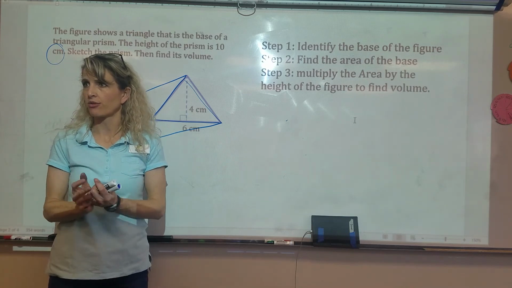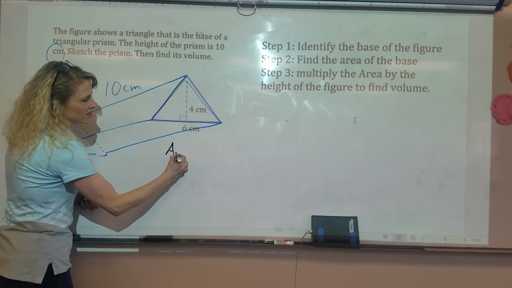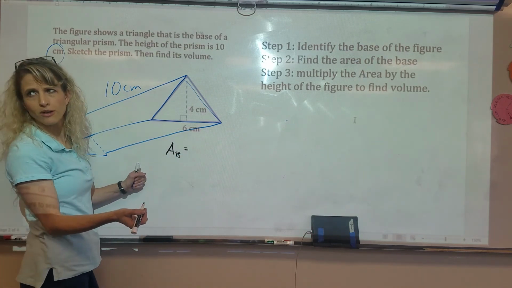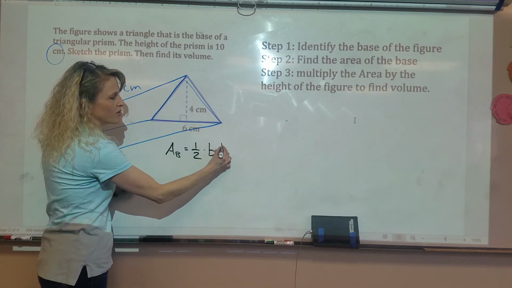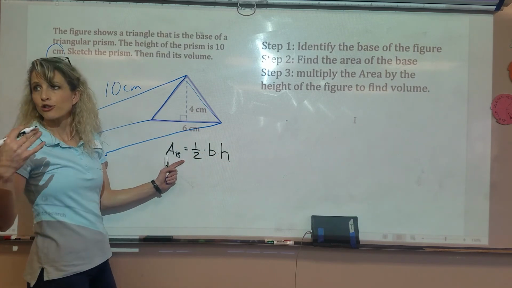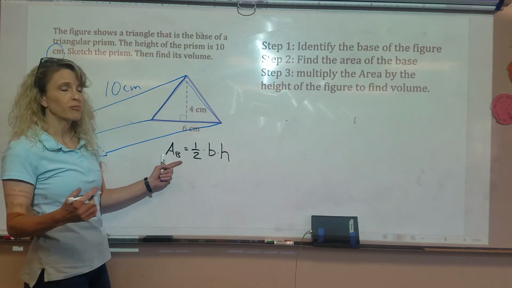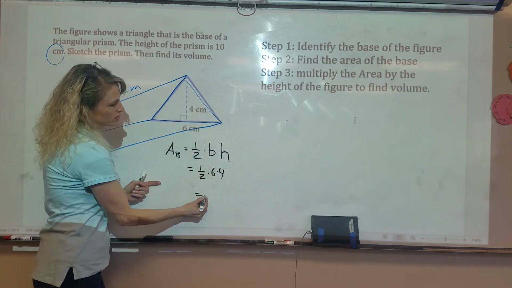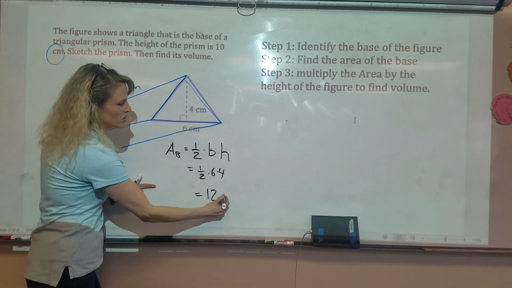So I want you to step me through it. Olivia, what was your area of your base? 24. How'd you get 24? And then divide, so it would be 12. Okay, so you knew there was a divided by 2 because it's 1/2 the base times the height for your triangle. Okay, so we're going to do this on the practice set too. Area of a triangle, 1/2 base times the height. 6 times 4. Half of 24 is 12 centimeters squared.